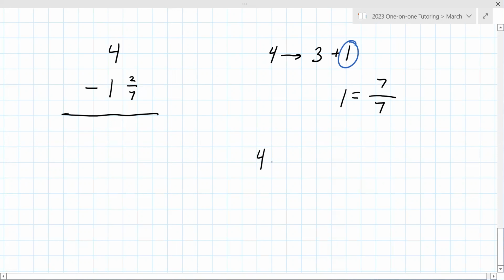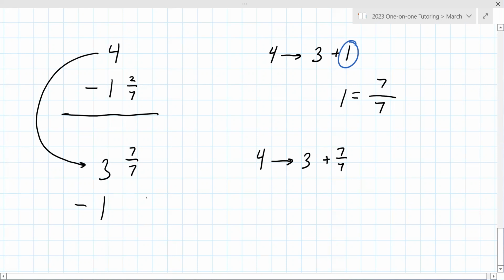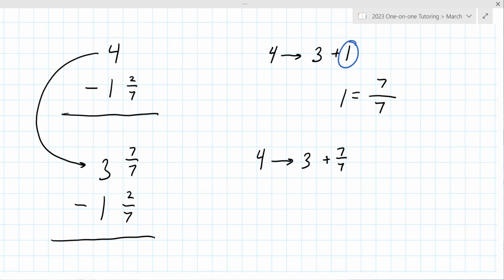Let me know when you're up to this point. Yeah, I'm up to this point. So 4 is really 3 plus 1, but 1 is really this 7 over 7. So see how I'm rewriting the 4 as 3 and 7 over 7? Yeah. So this 4 on the left becomes 3 and then 7 over 7. Like this. Do you see that? Yes. Okay. I want you to subtract the problem from here.